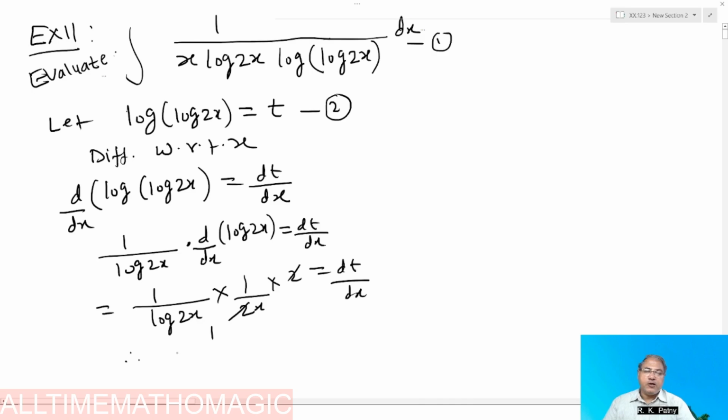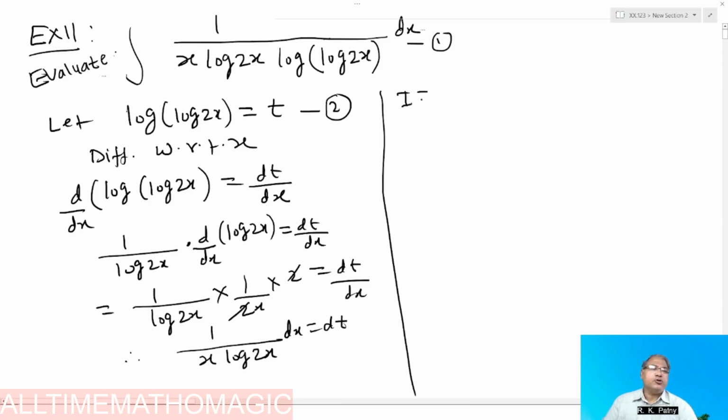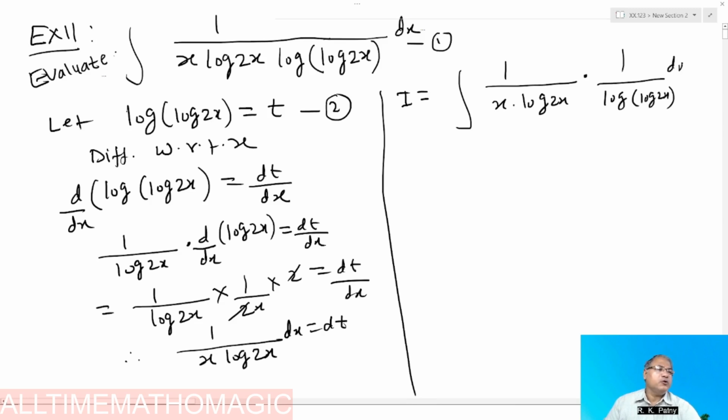Therefore 1 upon x log 2x dx equals dt. Now the given question can be written as I equals integration of 1 upon x log 2x into 1 upon log of log 2x with respect to x. And for beginners, I write this step once again: 1 upon log 2x into 1 upon x log 2x dx.